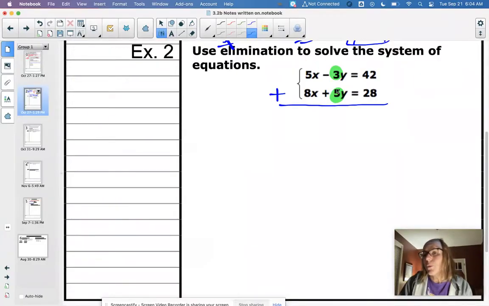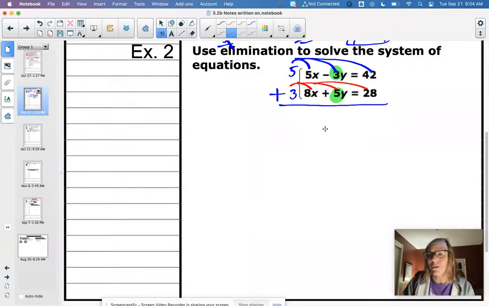Or another way you could think of this is, if I have the negative 3y here, I'm going to take the top equation times 5 and the bottom equation times the 3. So now when I do that, I have to take the 5 times every single term and the 3 times every single term. Don't forget the number on the other side of the equal sign.